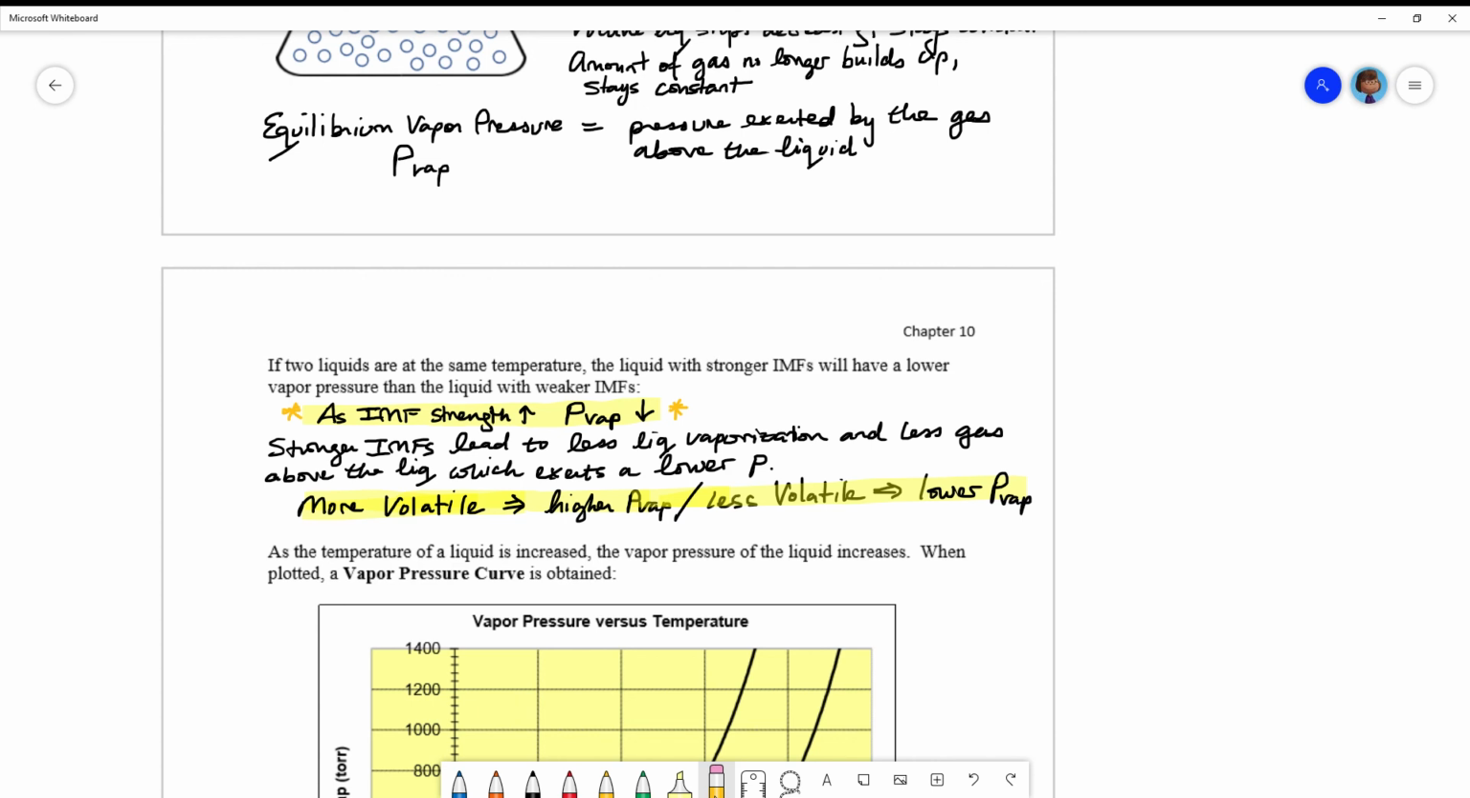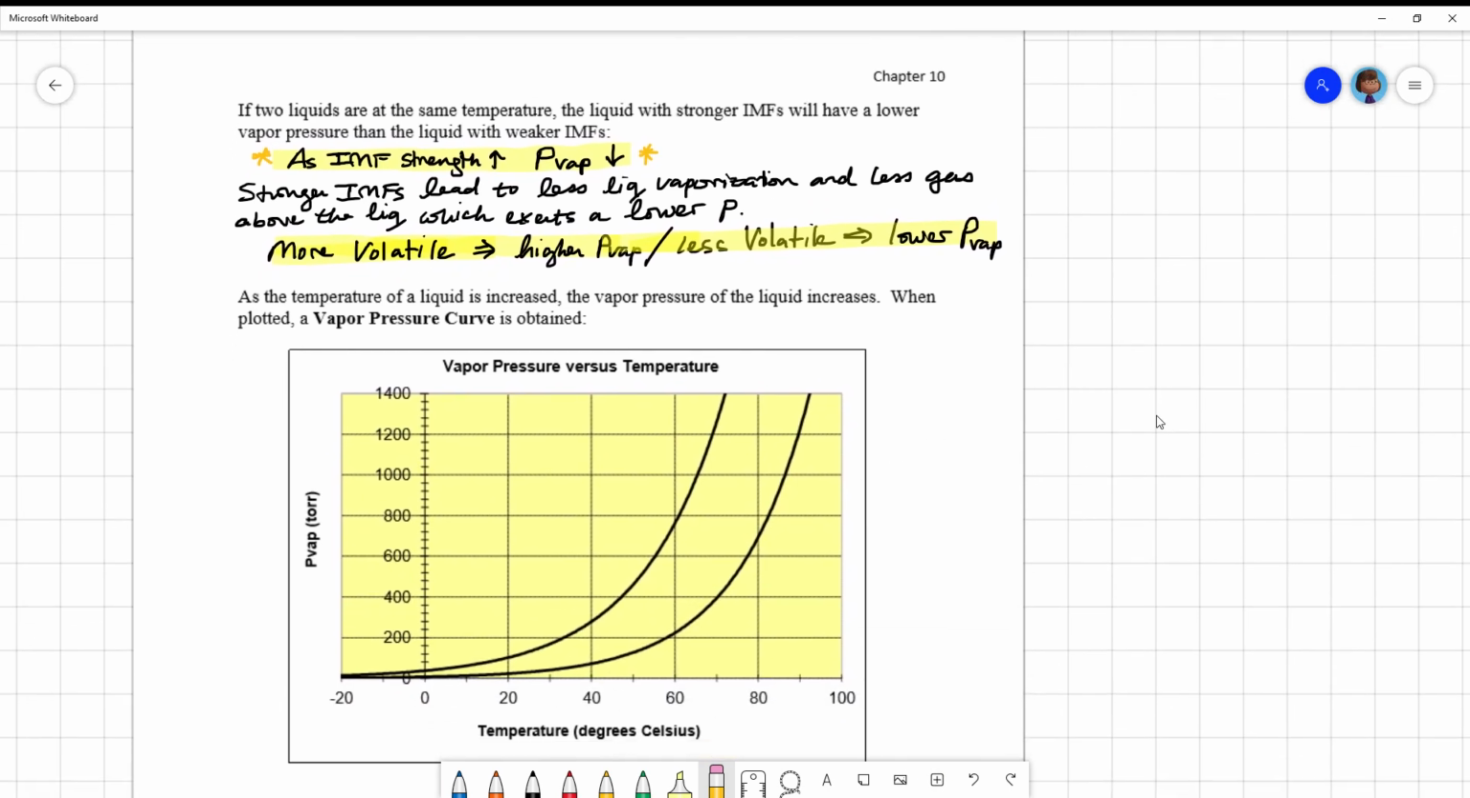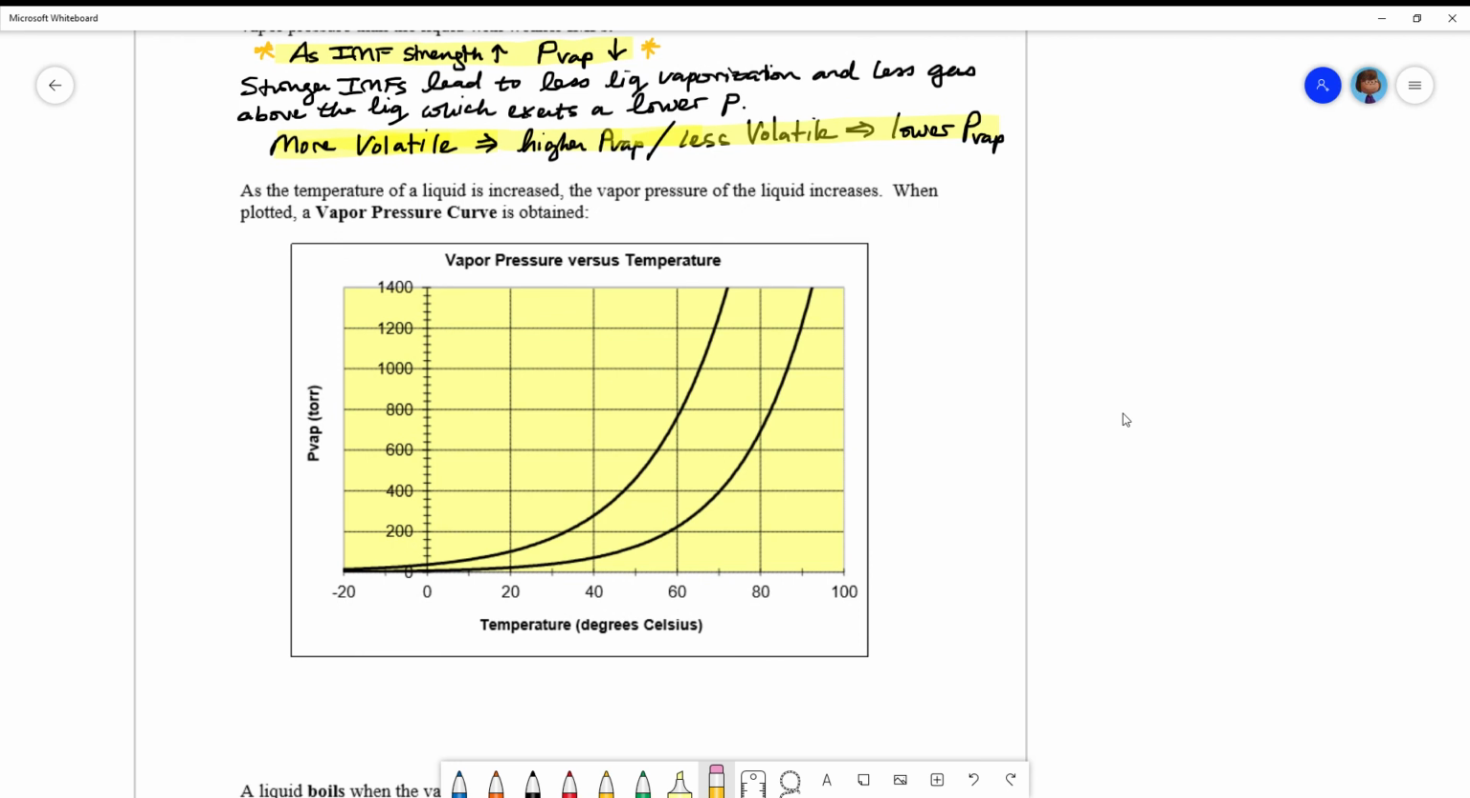Now, if we measure the vapor pressure of a liquid at different temperatures and then create a plot, what we end up with is called a vapor pressure curve. And over here, I have a plot of gas vapor pressure above a liquid versus the liquid temperature. You can plot them in different units. In this particular plot, the vapor pressure is measured in torr, and the temperature is in degrees Celsius.